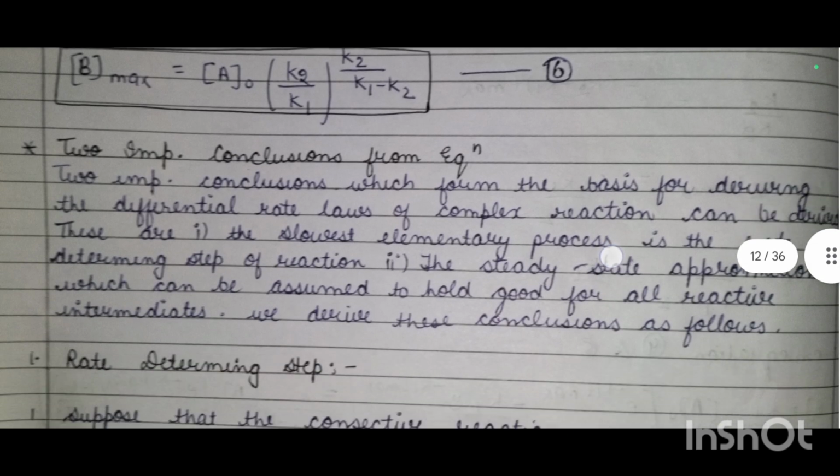And the two important conclusions from the above equation form the basis of derivation of the differential rate laws of complex reactions. These are that the slowest elementary process is the rate determining step of the reaction, and the steady state approximation which can be assumed to hold good for the reaction intermediate. We derive these conclusions as follows.